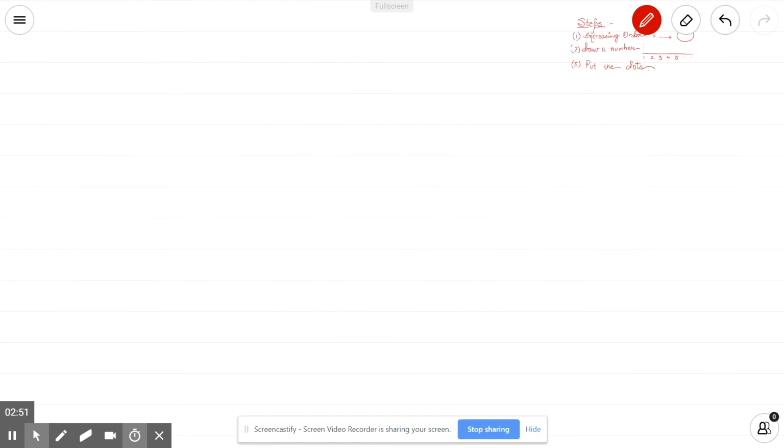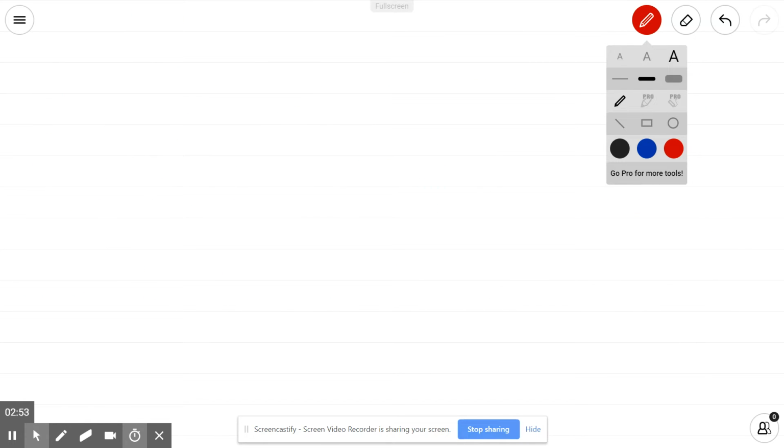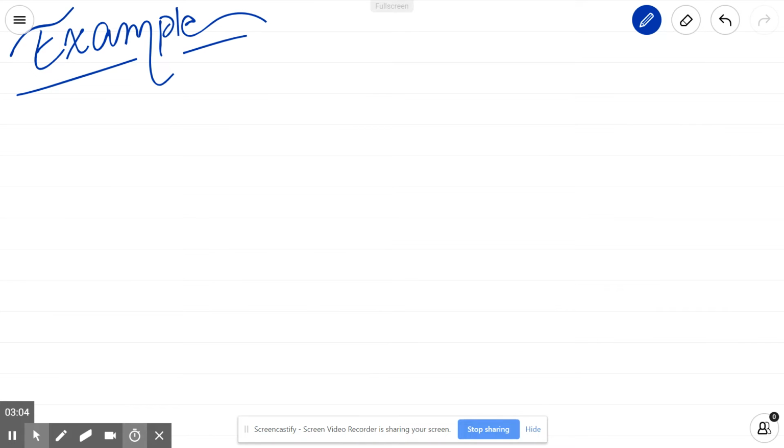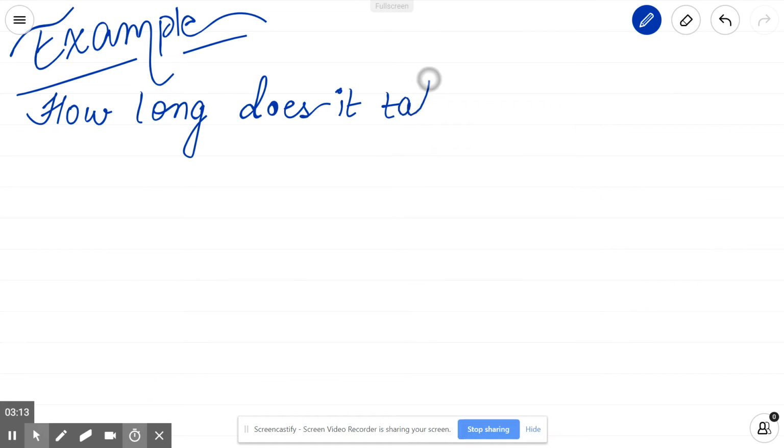So we let this clear off. And on this page, we are going to talk about a question and we'll create a dot plot. So our example is going to be: how long does it take you to eat lunch? So let us say we are asking this question from a couple of high school students.